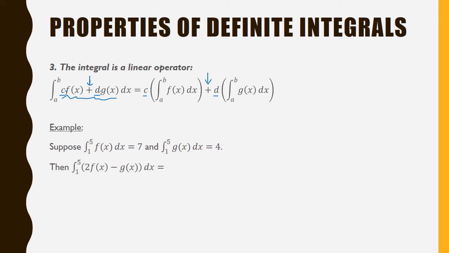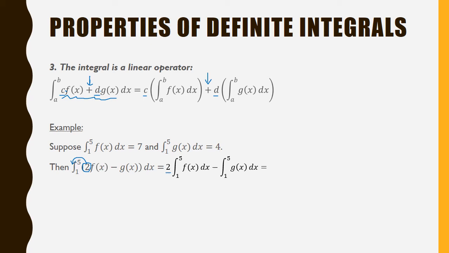So suppose that the integral from 1 to 5 of f of x is 7, and the integral from 1 to 5 of g of x is 4. So we have two different functions, but on the same interval. And we want to evaluate the integral from 1 to 5 of twice f of x minus g of x. So, based on the property of linearity, we can rewrite that larger integral as two separate ones. And so the minus here is what separates them. And I also pulled out this 2 outside of the integral and put it out here in front.